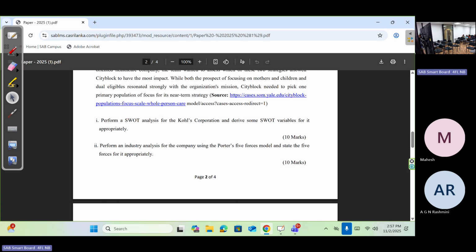But there should be an introductory sentence also. You can state that. It's repeating the question. Then, internal, external. Internal, external.